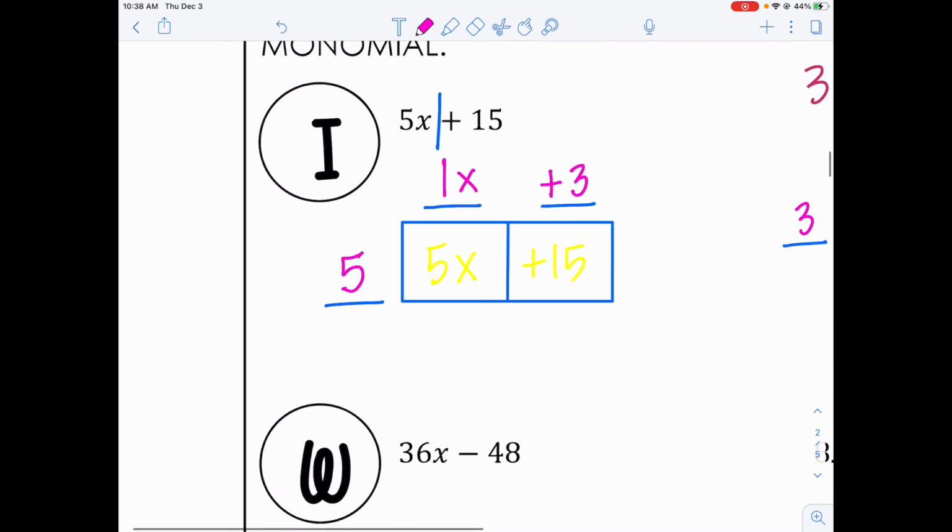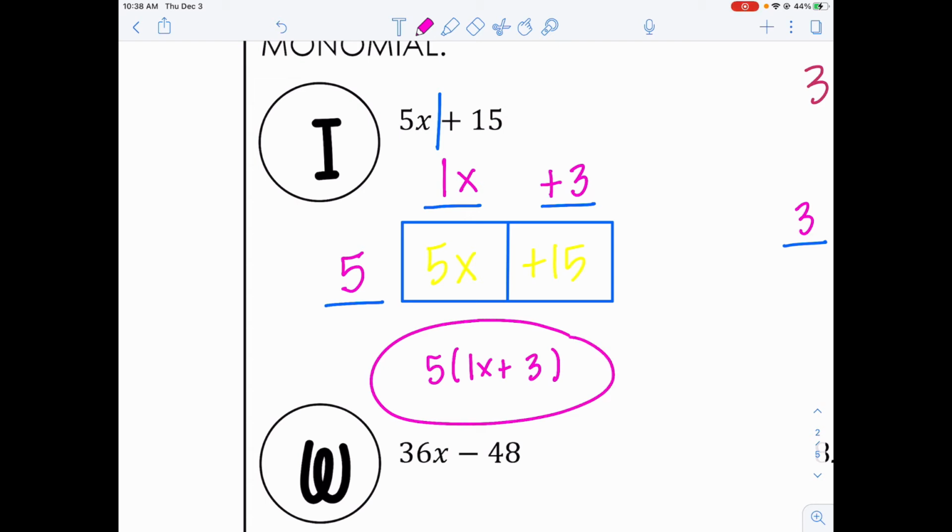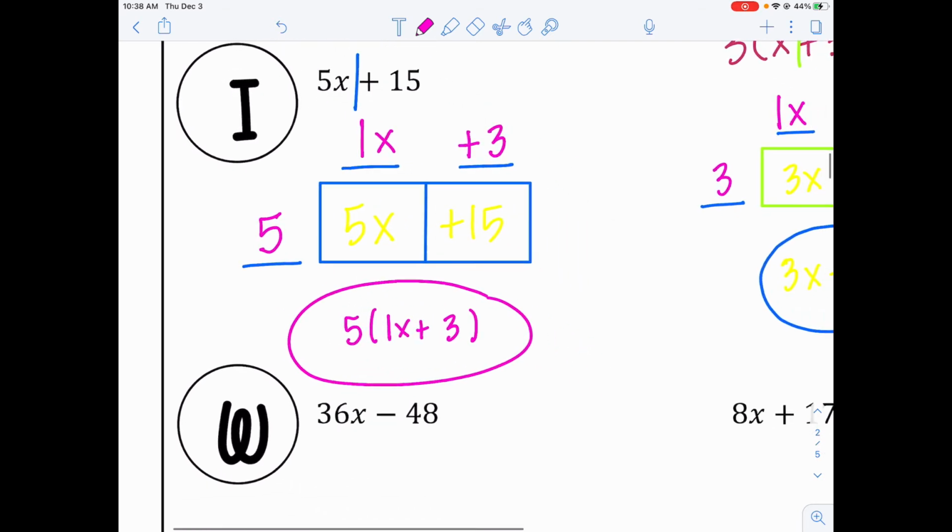Now my final step is to rewrite the expression with the parentheses. So I'm going to put a parentheses, and now I'm going to put the things that I have around my boxes into my expression. So 5 is in front of the boxes, 5 goes in front of my parentheses. 1x plus 3 is above my boxes, so 1x plus 3 goes inside of my parentheses, and this is my factored expression. Now, please remember that I also could have just done 5 times and then x plus 3.